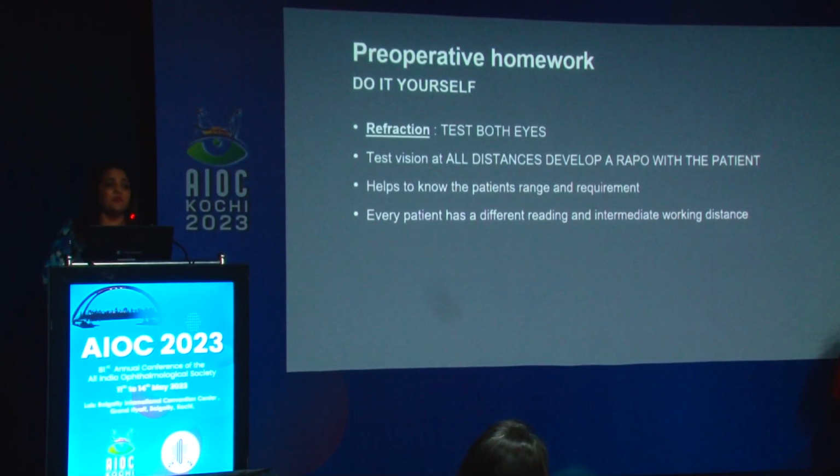So what do we do as homework for ourselves? Refraction test both the eyes. There are times when the patient comes in for right eye surgery, and you just do the right eye. No, just test both the eyes properly. Test vision at all distances and develop a rapport with your patient. Help to know the patient's range of requirement, because every patient has a different range for reading and intermediate.